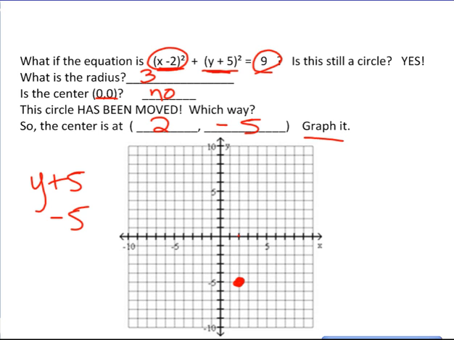Now, I do have to graph this circle. I know the radius is 3. If I go 3 units from the center, not from 0, 0, but from the center of the circle, 1, 2, 3 units, I have a point. And I go 3 units up, 1, 2, 3 units up, 3 to the left, 1, 2, 3 units to the left, and 3 down, 1, 2, 3 units down. So those 4 points will give me my circle right there.